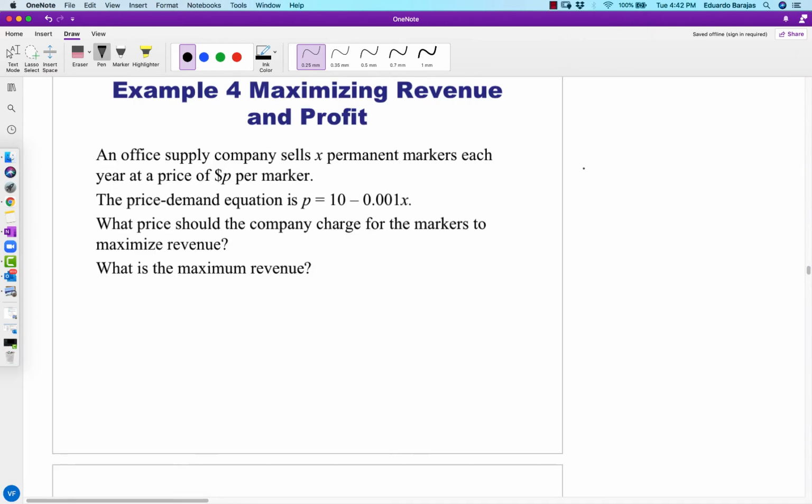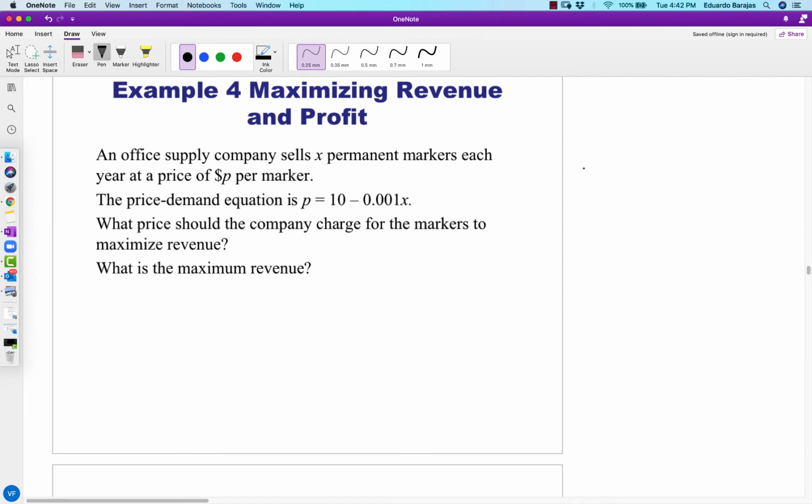Example 4, maximizing revenue and profit. An office supply company sells x permanent markers each year at a price of p dollars per marker. The price-demand equation is given by p equals 10 minus 0.001x. What price should the company charge for the markers to maximize revenue? What is the maximum revenue?